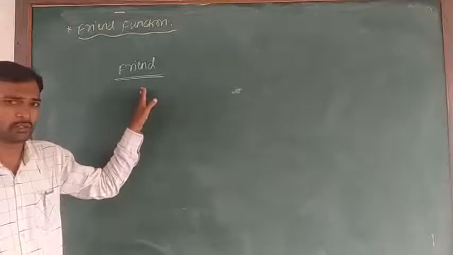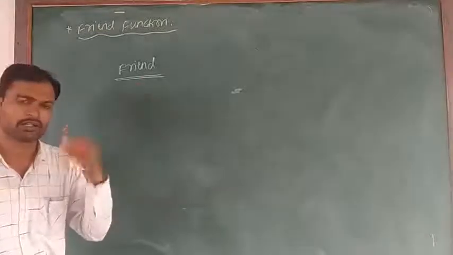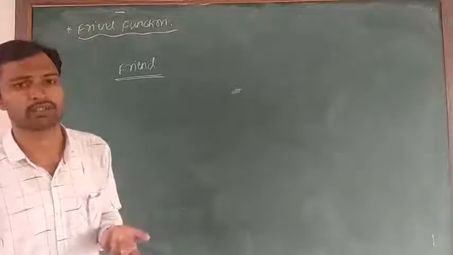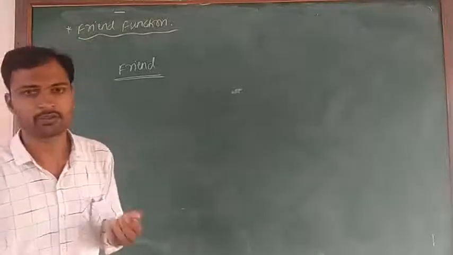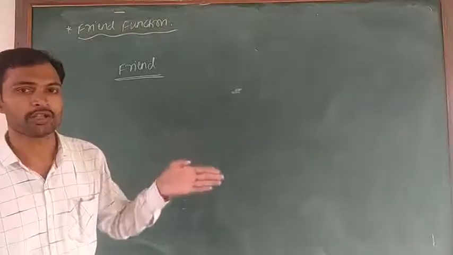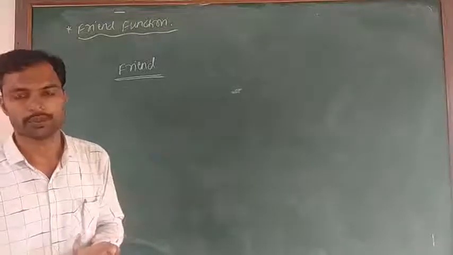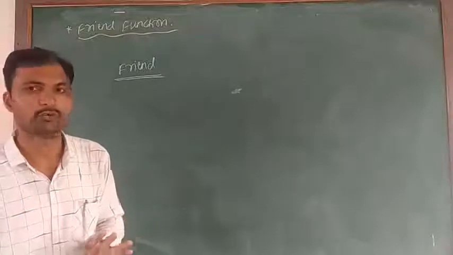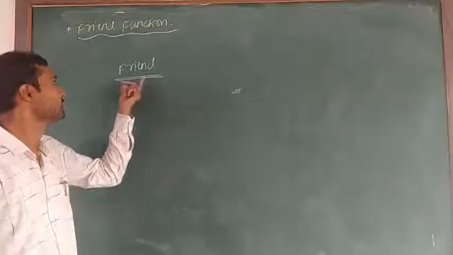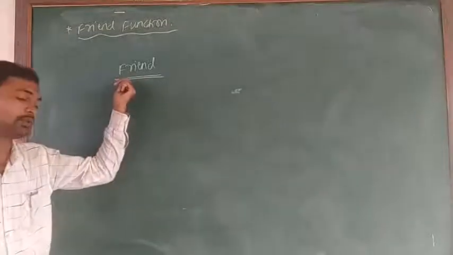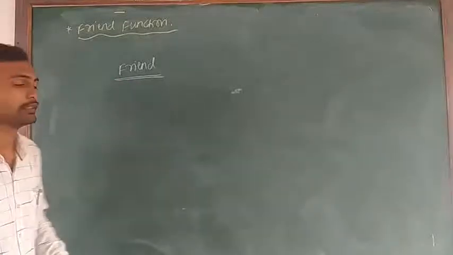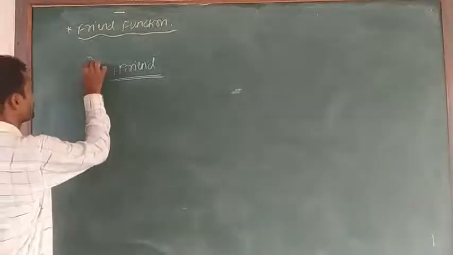You can declare it anywhere, whether private, public or protected, because it is a non-member function. There is no problem. But it should start with the keyword friend. This is the declaration.